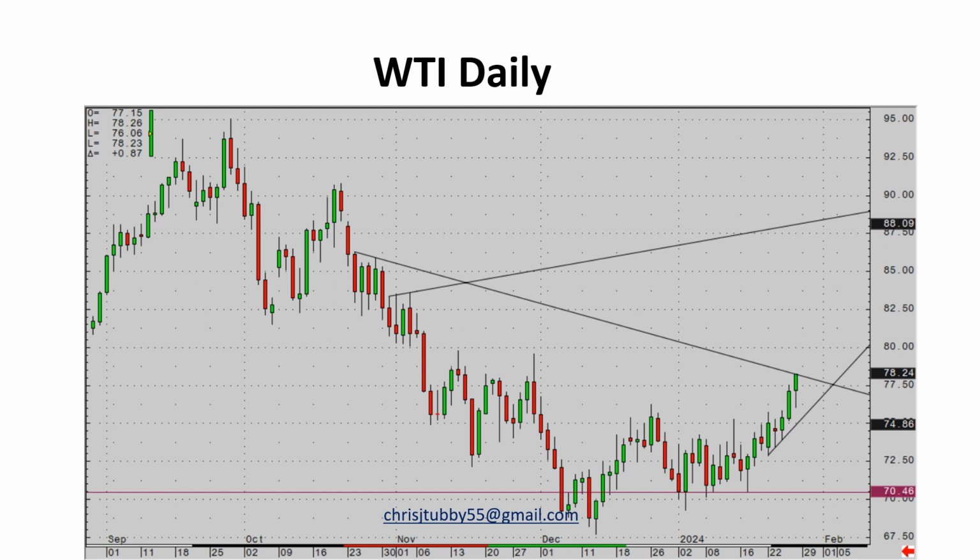And yeah, so let's do the resistances first. 88 as a resistance, 78.24 as a resistance, 74.86 as support, and then lower down that 70.46 as support. So that's just a little bit of analysis for you.